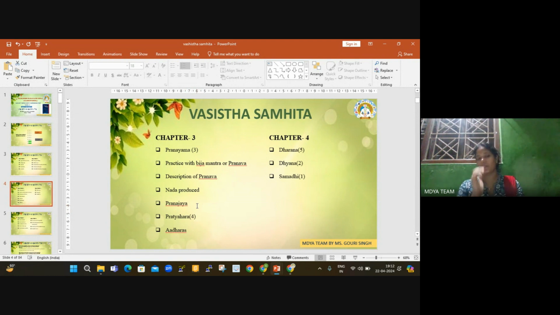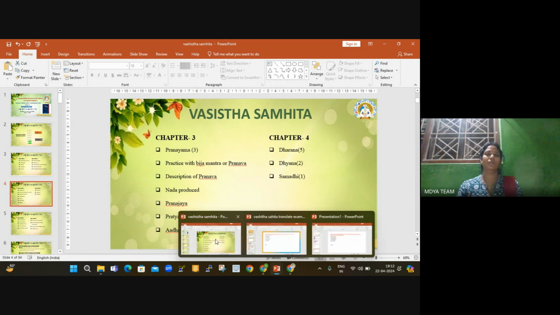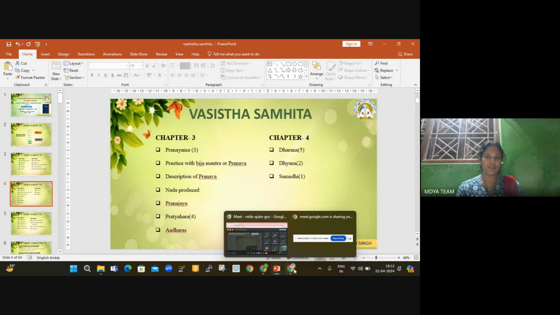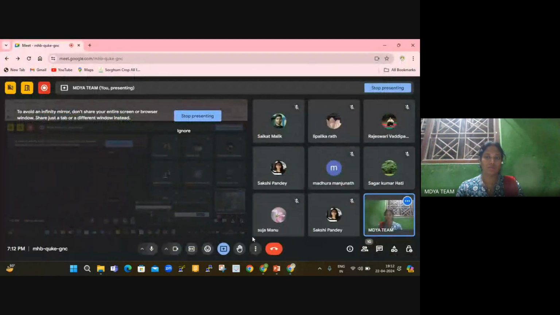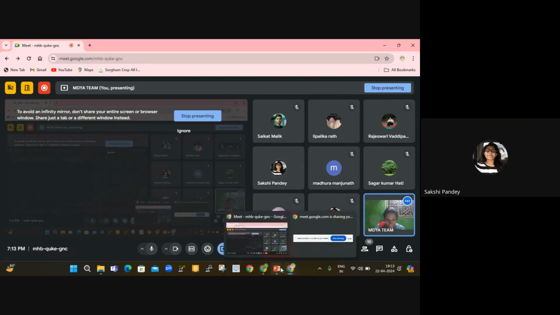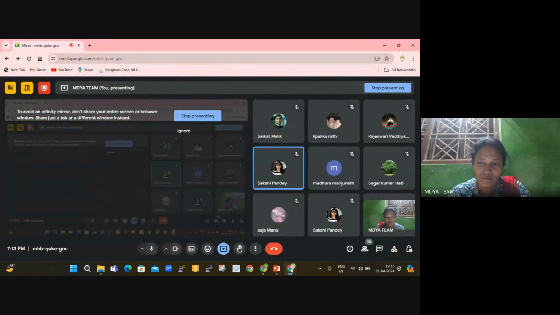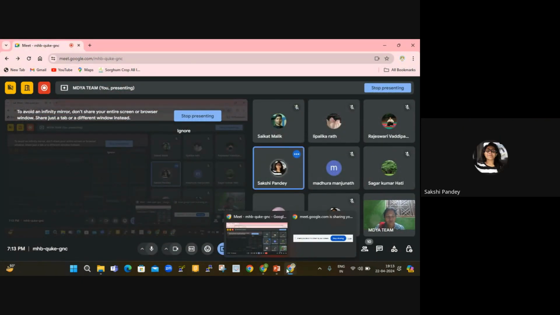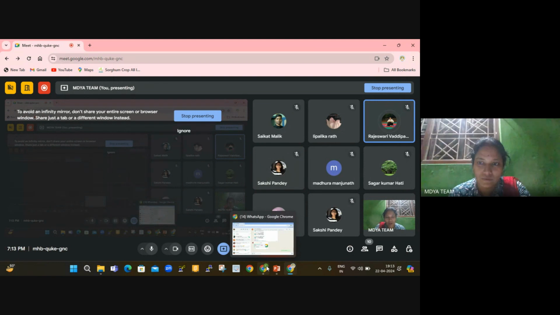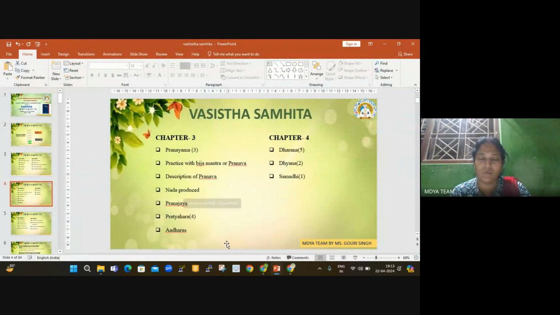Then pratyahara practices are given, 4 of them, and adharas, 8. How many adharas are discussed here? Can anyone tell me? Yes. How many adharas are discussed here? Is my sound audible or not? Is it 10? No. 16? How many vital points? 16. 18, ma'am. 18, yes. Okay, that is 18. You should remember.